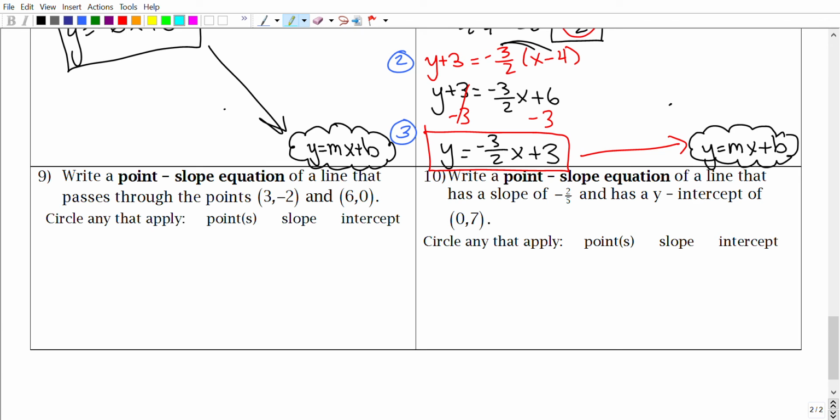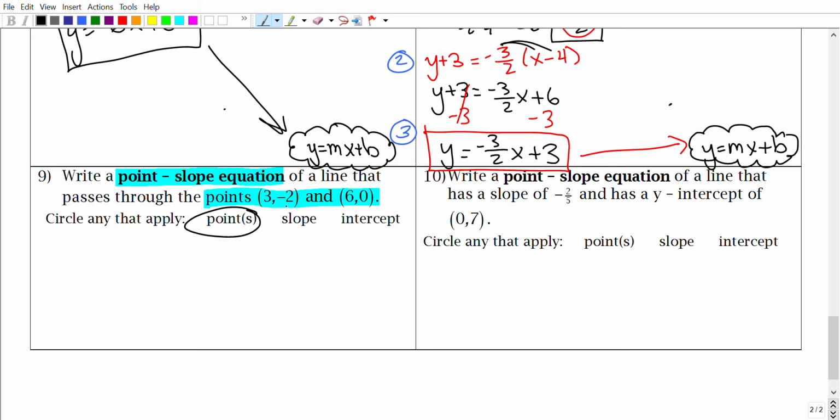All right. So it says write a point-slope equation of the line that passes through the points (3, -2) and (6, 0). So what information was I given? I was given points. Whoa, that's not what I wanted to use. I wanted to use a pen.